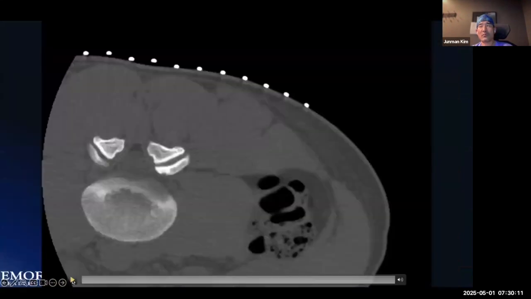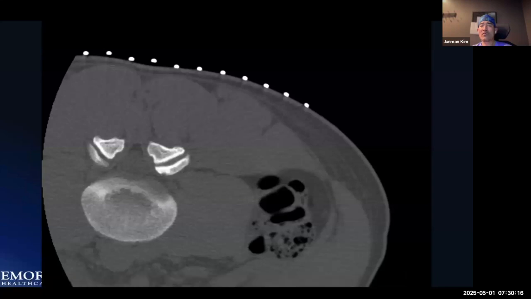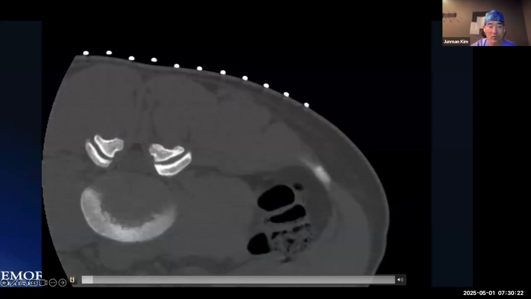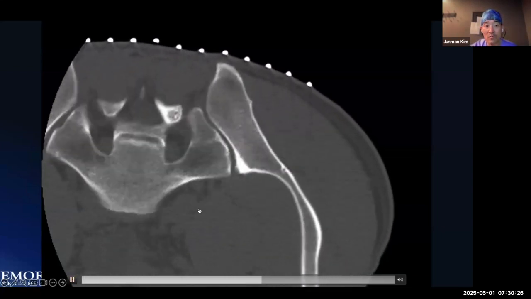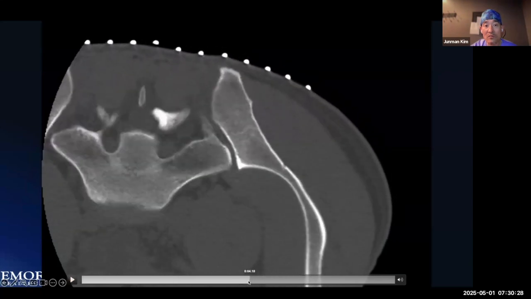Because we have to approach from the sacrum, this is not easily done from the fluoroscopy approach. I knew this needed a CT because of the location. So, I'll show you.